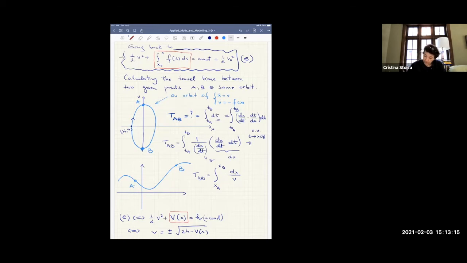Okay, so I'm going to take this fellow and substitute it into this. And here is what we're going to end up with: T_AB equals the integral from x_A to x_B of dx over the square root, and I'm going to put plus or minus here because we don't know which one it is, of 2h minus capital V of x. So don't confuse it with little v, so maybe I should write little v.